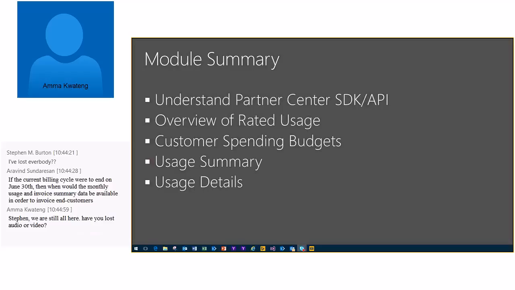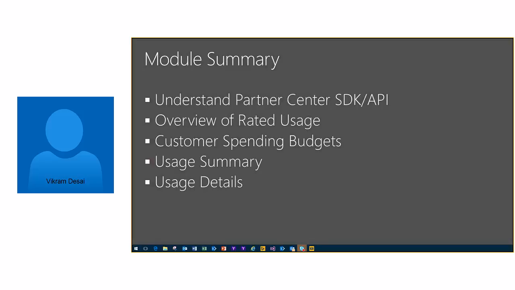Okay, I have two questions. Let me do the first one via IM. If the current billing cycle were to end on June 30th, when would the monthly usage and invoice summary data be available in order to invoice end customers? Invoices should always be based on the invoice when it's available. So if the billing cycle is June 30th, you get an invoice on June 30th. That's what you should use to invoice your customer, and usage is available all throughout the month, on a daily basis.